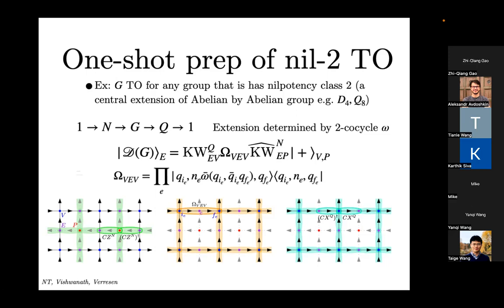I see. So yeah, my follow-up question is, if you wanted to prepare a non-abelian state, not in the ground state, but maybe with a prescribed set of non-abelian anyons. Right.